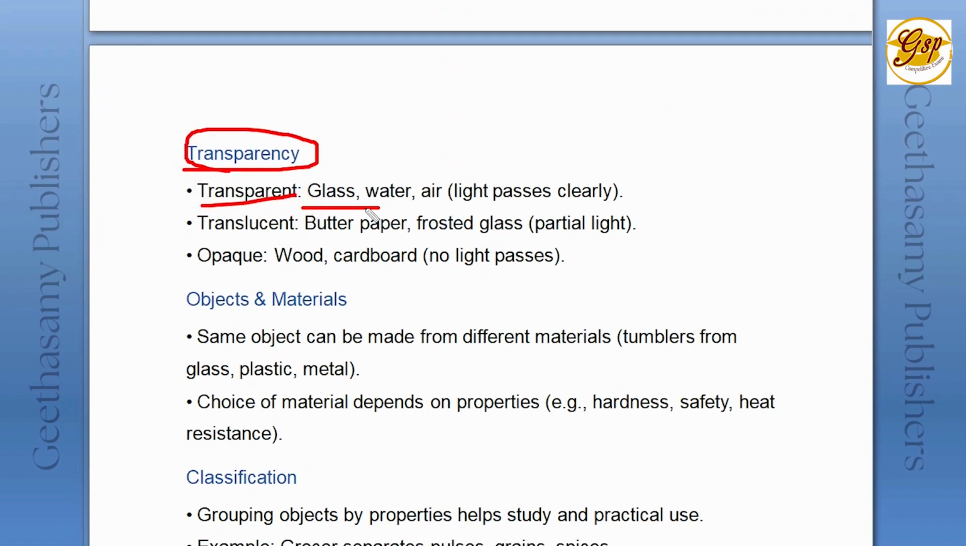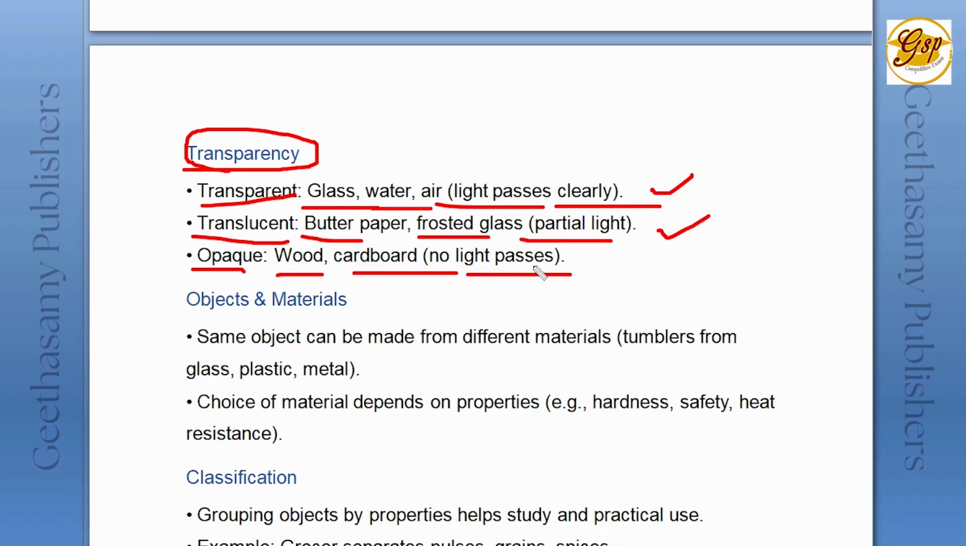Next is transparency. Transparent: glass, water, air. Light passes through, you see clearly. Translucent: butter paper, frosted glass, with partial light. Opaque: wood, cardboard, and no light passes. And objects and materials: the same object can be made from different materials, like tumblers of glass, plastic, metal.